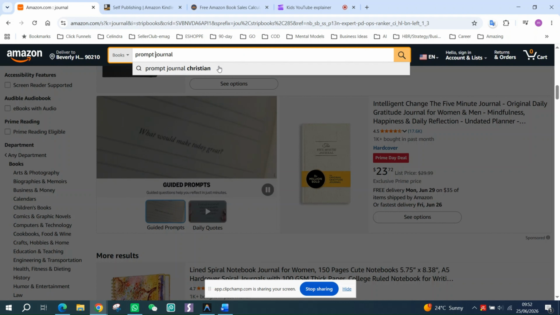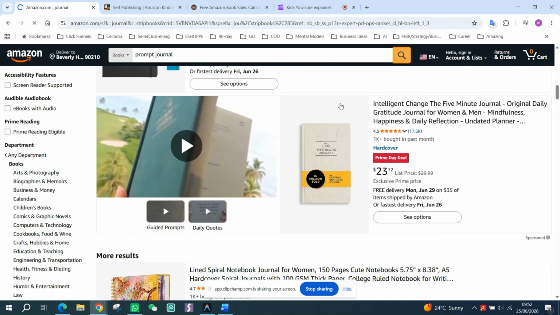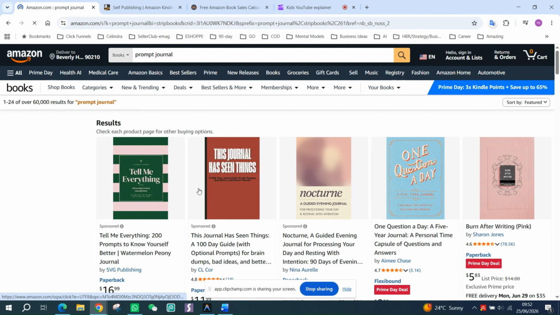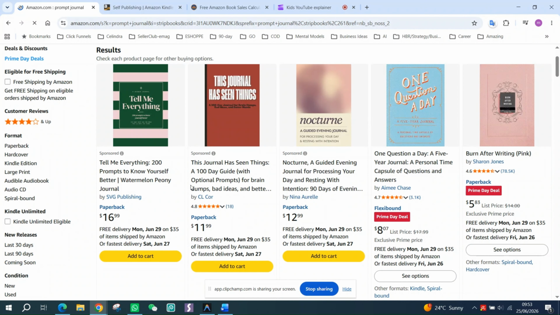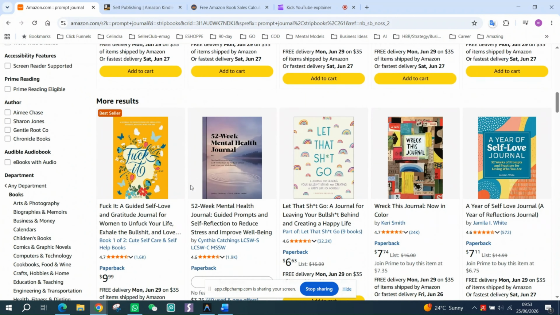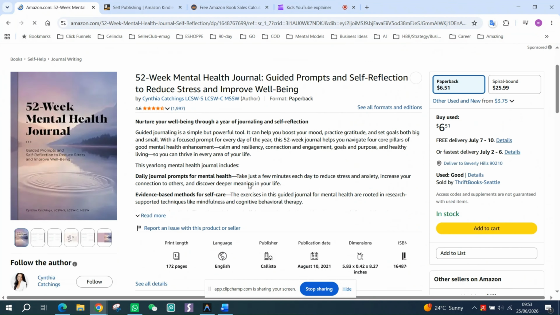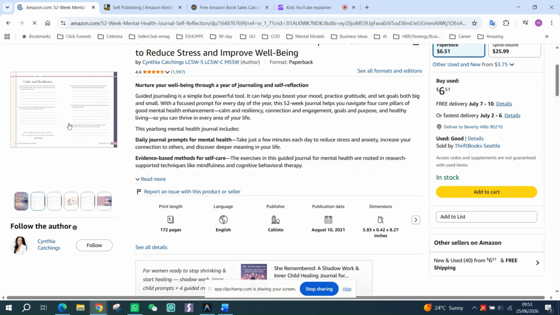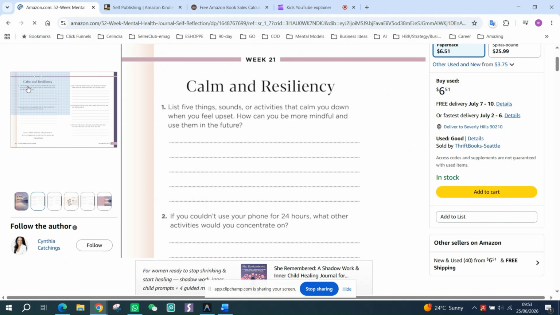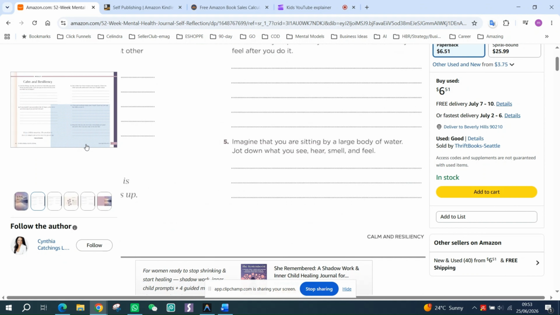Okay, there are subcategories that you can consider, but let's say we just look for prompt journal, and then here we have, for instance, let's see what kind of self journal they have. For instance, this 52-week mental health journal, guided prompts and self-reflection. So in a way, people are guided through something, you can see the page. So it's not just a journal with lines, it's a journal with some guidance. So this would be a medium content book.